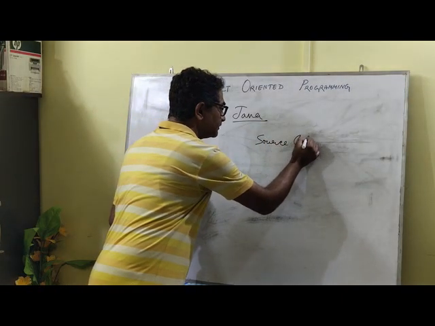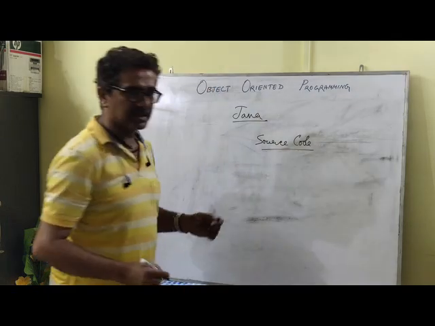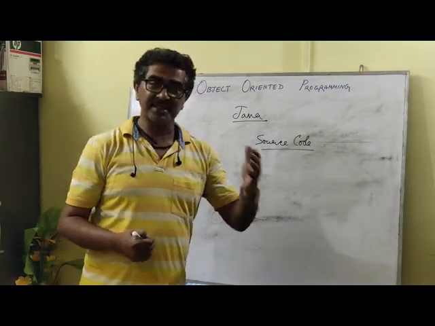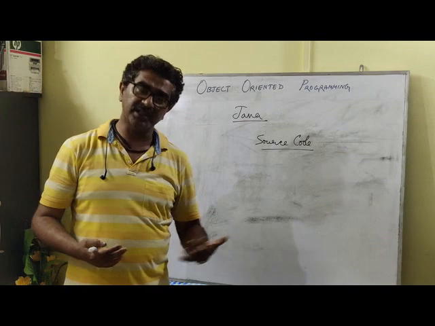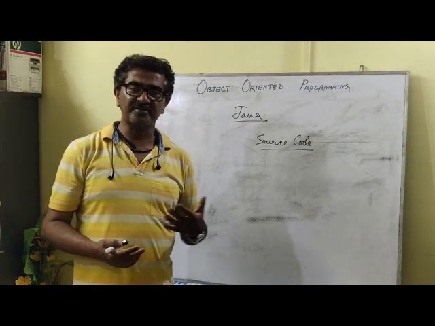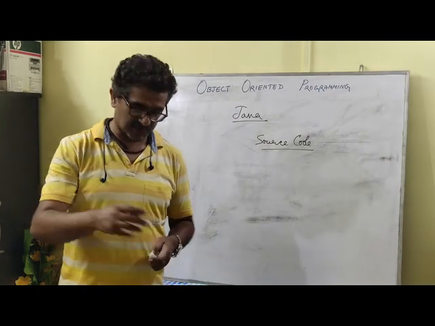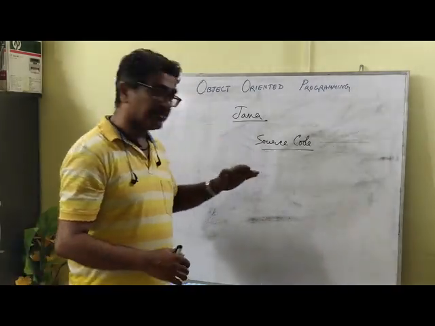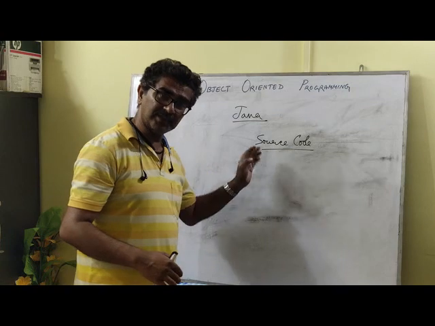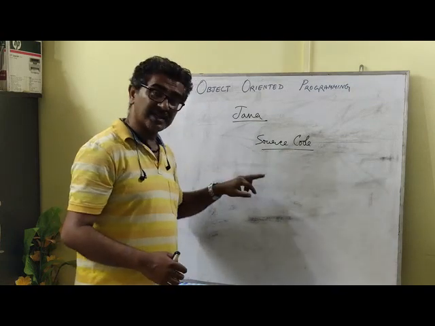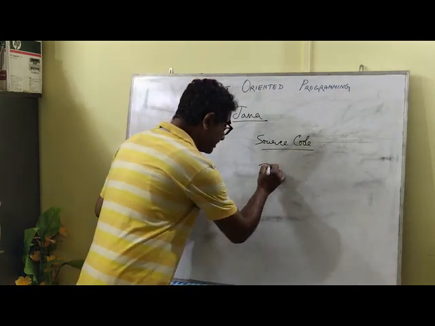Source code. This is the program which you write. And then we are going to translate it to a machine understandable language. After translation, we'll be able to execute it. So, there are three steps rather. The first step is writing the program, that is the source code. Next, second, the translation process.